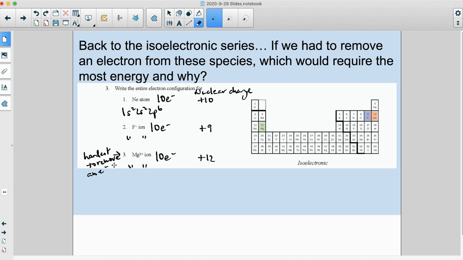It will be hardest to remove an electron from Mg2+ because its nucleus has the highest charge here. It will be easiest to remove from F minus. Okay, so here again is the least positive charge, so the least attractive force between the nucleus and the electrons.